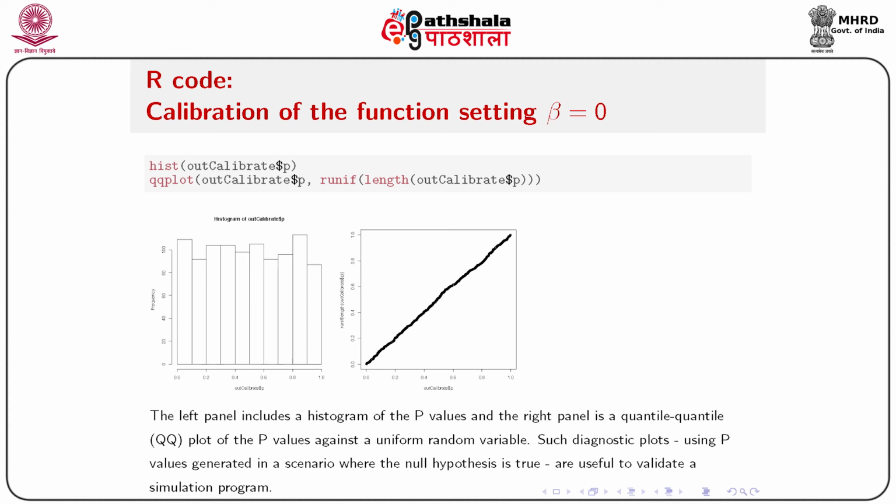Further, you can also take a histogram and a QQ plot of the p values. The left panel includes the histogram of p values, and the right panel is the quantile plot of the p values against uniform random variables. Such diagnostic plots, using p values generated in a scenario where the null hypothesis is true, are usually used to validate a simulation program. So it is clearly indicating that it is a valid function you can use.